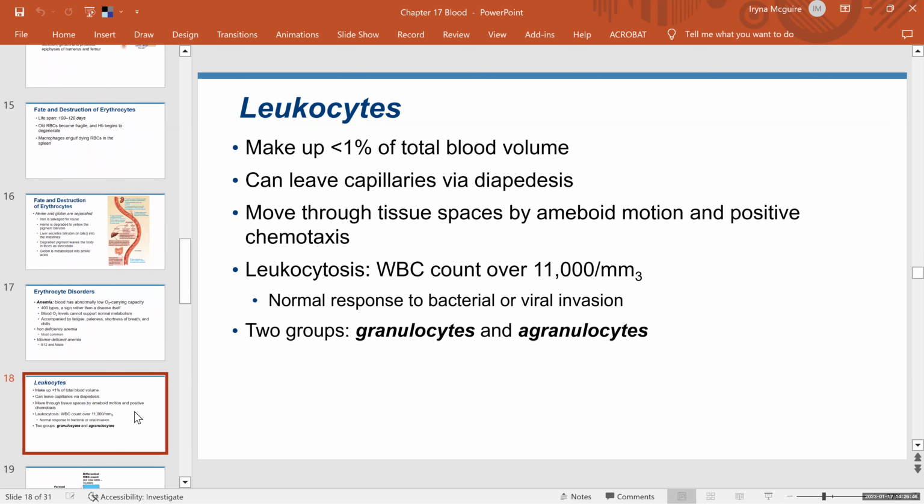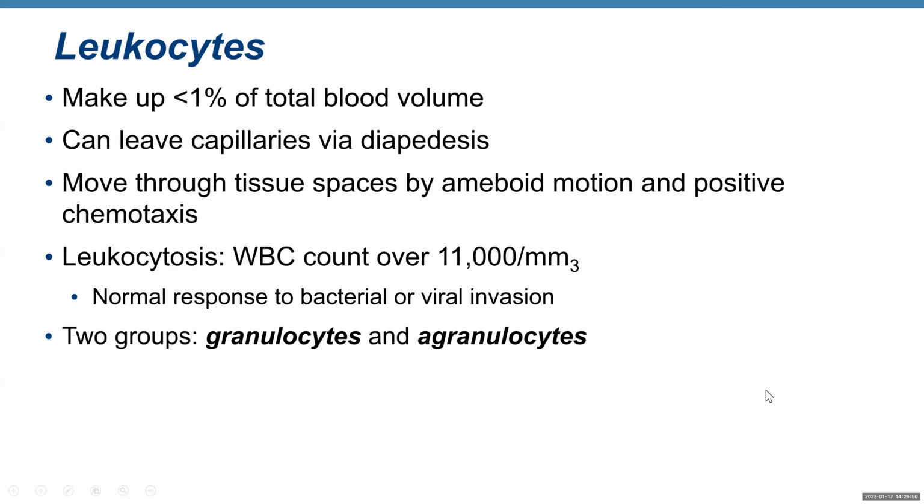Now, what other formed element do we have in our blood? Leukocytes. They make up less than 1% of total blood volume, and can leave capillaries by diapedesis.